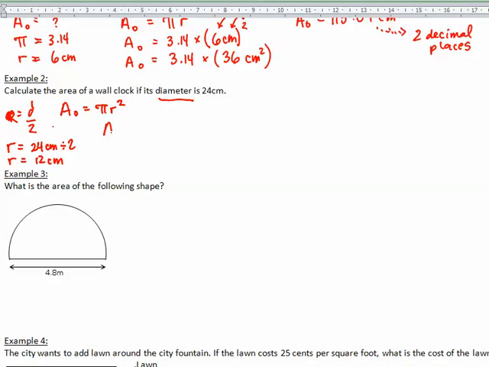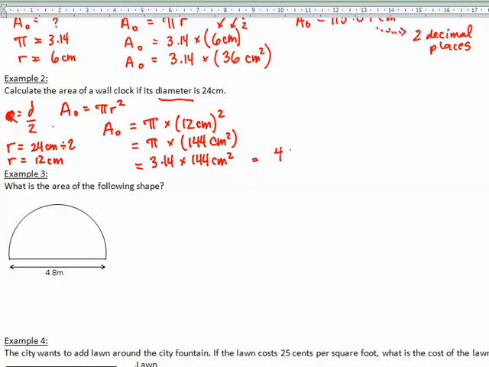So now I start to put in my numbers, area of a circle. This time I won't change my pi right away. I'll leave it as pi just to practice leaving it there, using less pencil lead. So pi times radius squared. My radius was 12 centimeters squared. Leave my pi there. 12 centimeters squared is 144 centimeters squared. Now I can convert this to 3.14 times 144 centimeters squared, and my final answer is 452.16 centimeters squared. Great.